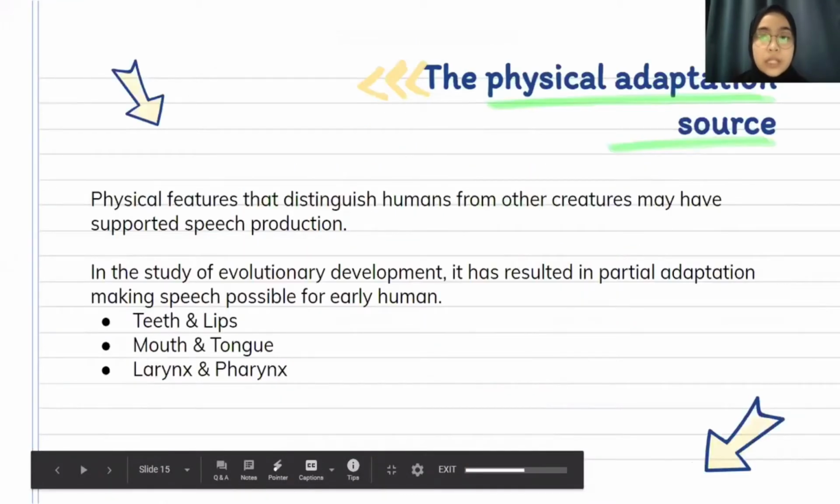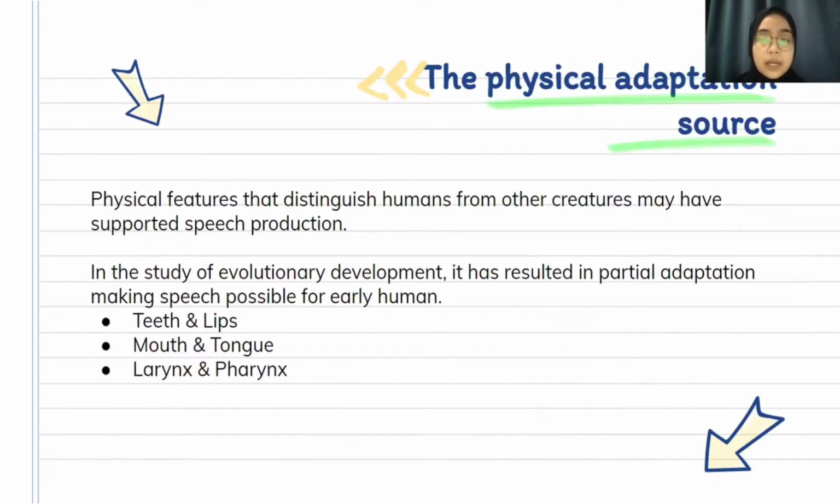So, the physical adaptation source is about the physical features that distinguish humans from other creatures which may have supported speech production. So it is about the physical features within humans. In the study of evolutionary development, it has resulted in partial adaptation, making speech possible for early humans.